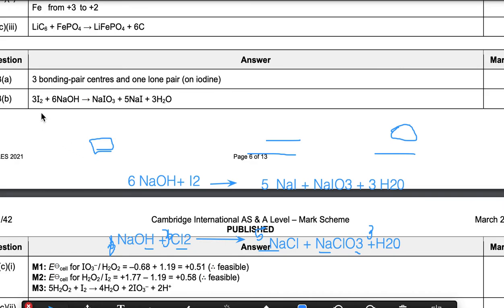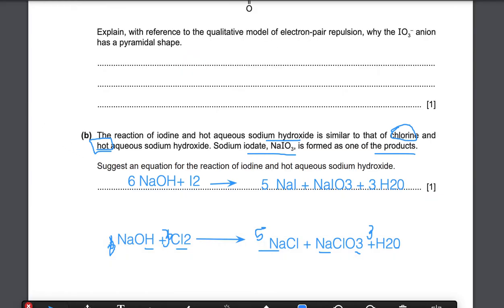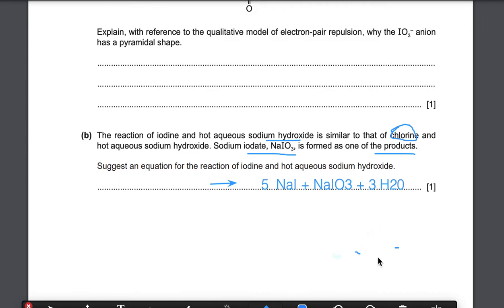Alright, so let's check the marking scheme for the correct answer. So that is it, 3I2 plus 6 NaOH, and that is it. Okay, now let's move on. Let me erase this.